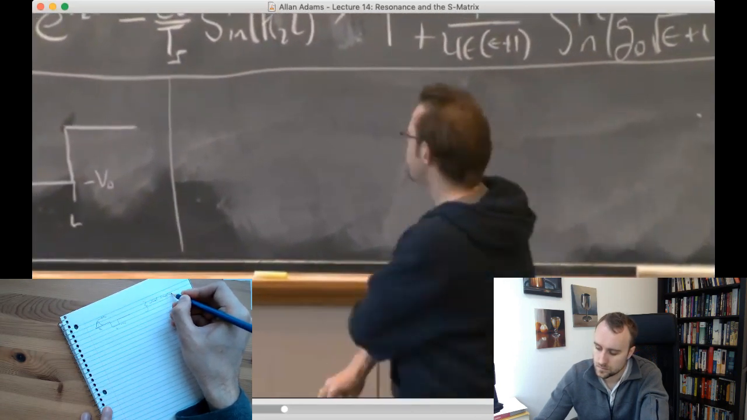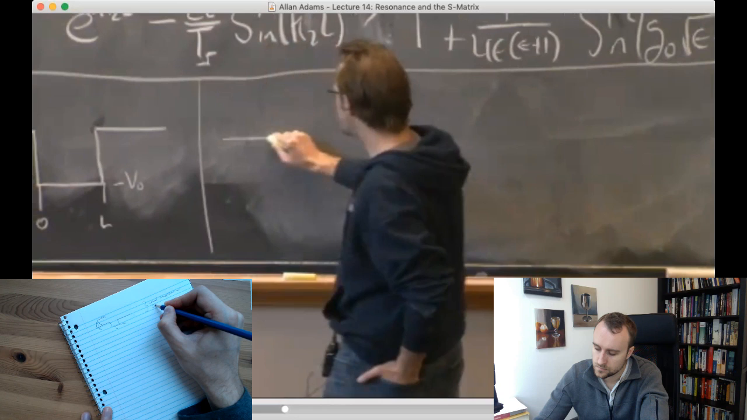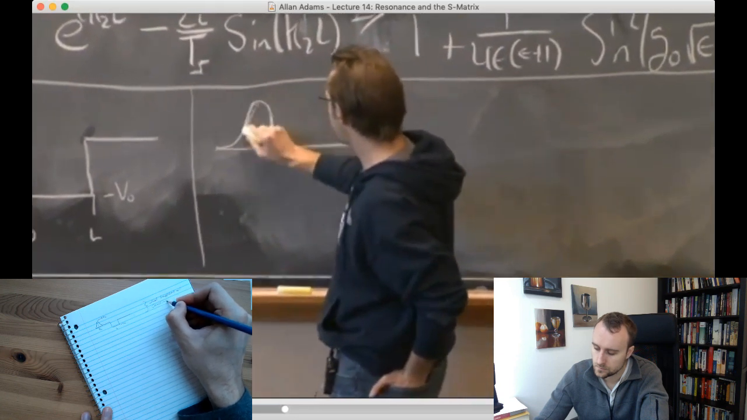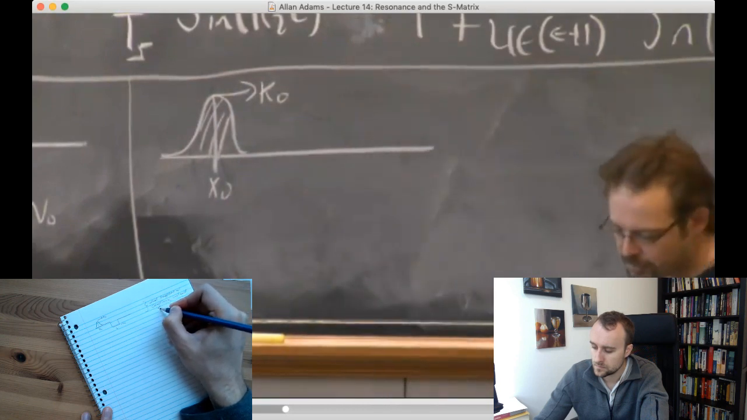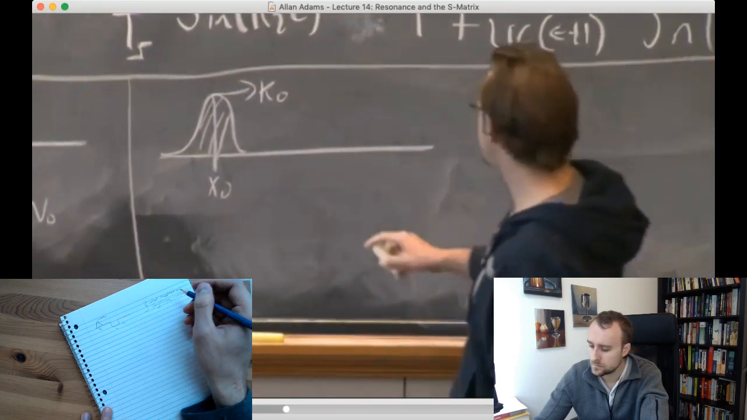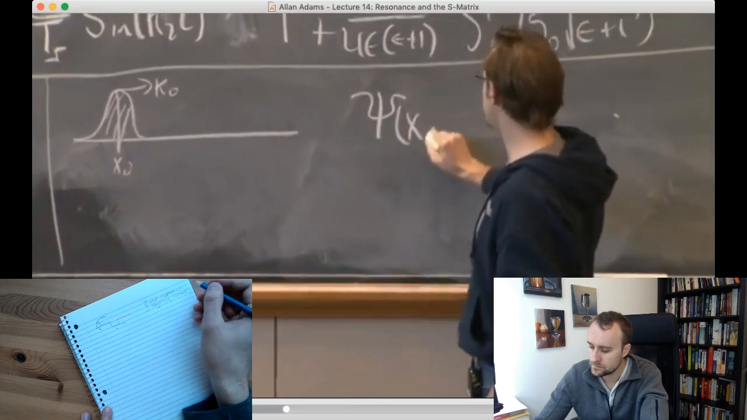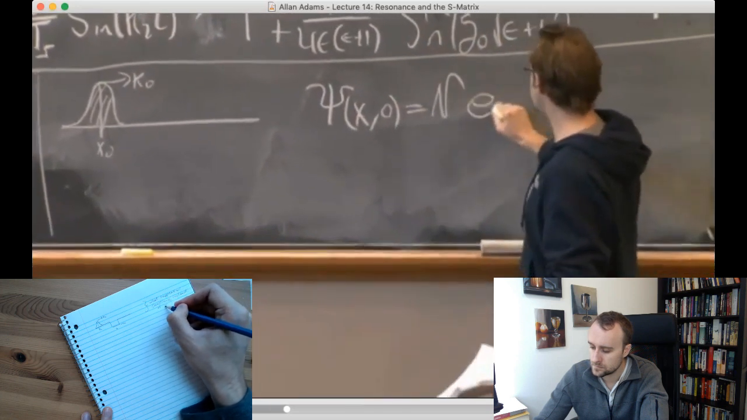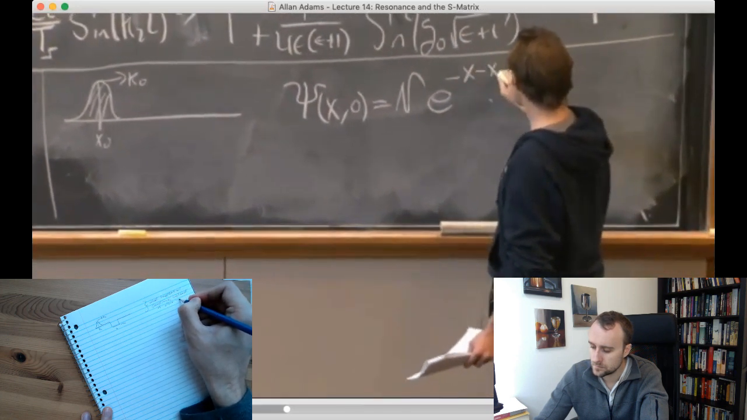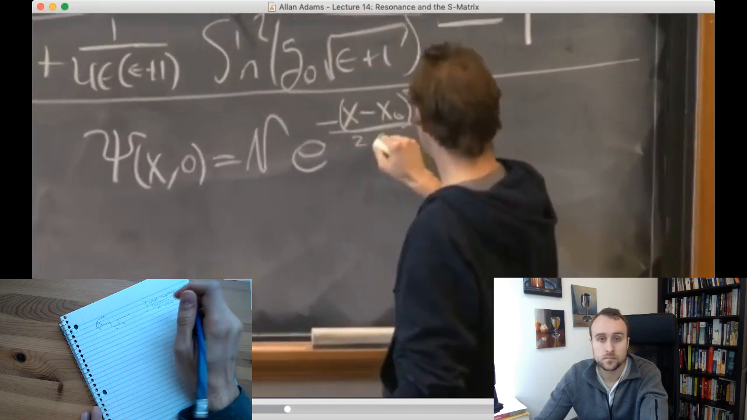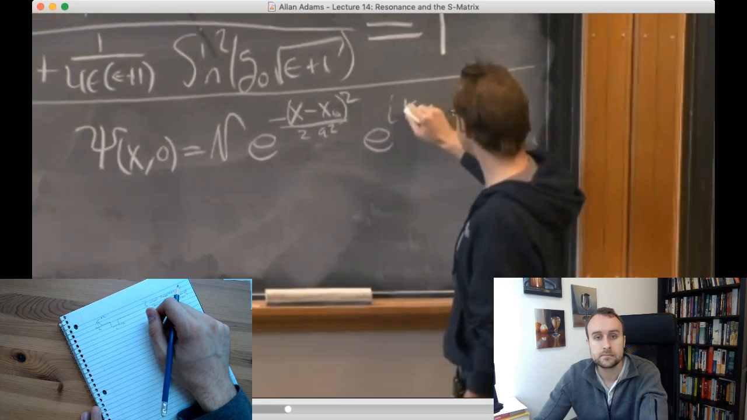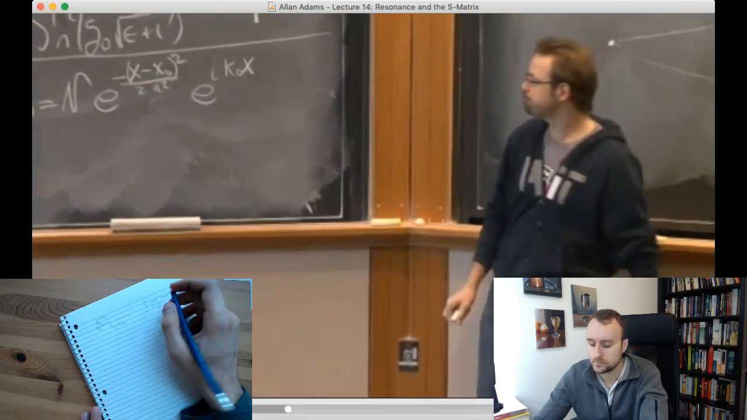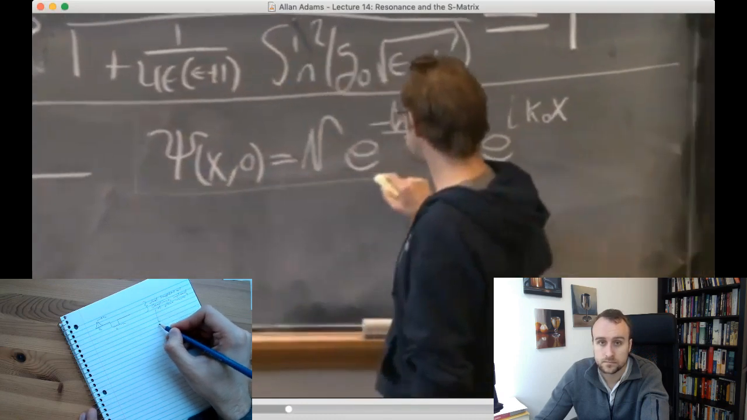So this is the question I want to ask, and I want to use the results we already have. Now, here's the key thing. If we had considered, to begin with, just a wave packet for a free particle centered at x naught and with momentum k naught, we know how to write this. We can take our wave function at time 0 to be a Gaussian, so normalization times e to the minus (x minus x naught) squared over 2a squared, and we want to give it some momentum k naught, and you know how to do that after the last problem set, e to the i k naught x. So there's our initial wave function.